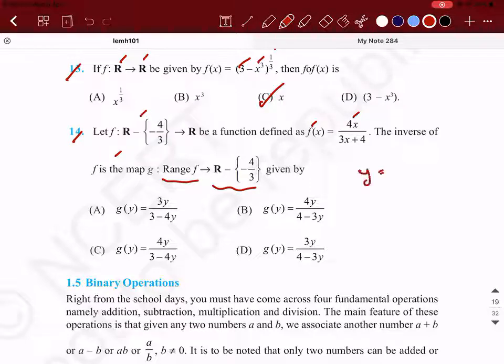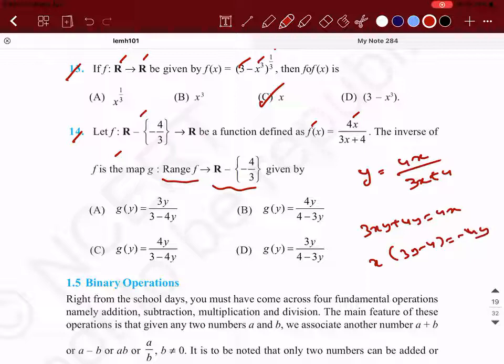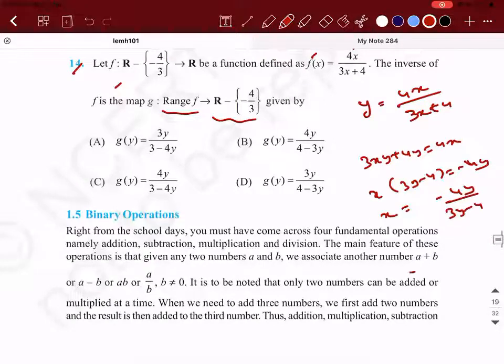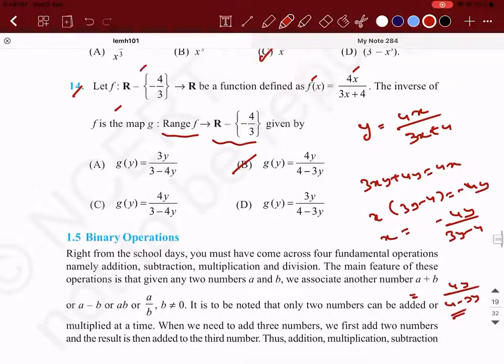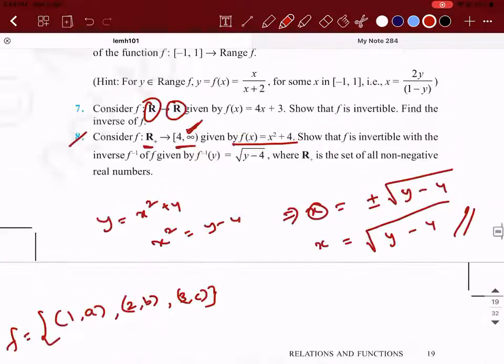So simple, y is equal to 4x divided by 3x plus 4. So 3xy plus 4y is equal to 4x. So x into (3y minus 4) is equal to minus 4y. So x will be equal to minus 4y divided by 3y minus 4, or this is also equal to 4y divided by 4 minus 3y. Option B, yeah. That's it. Okay, I hope you are clear on these problems, right?